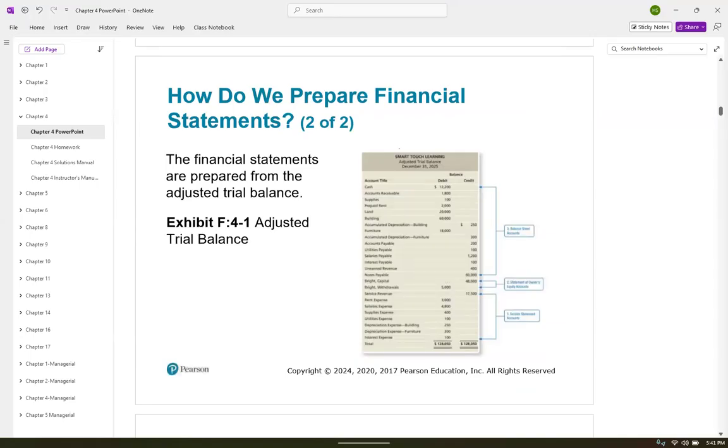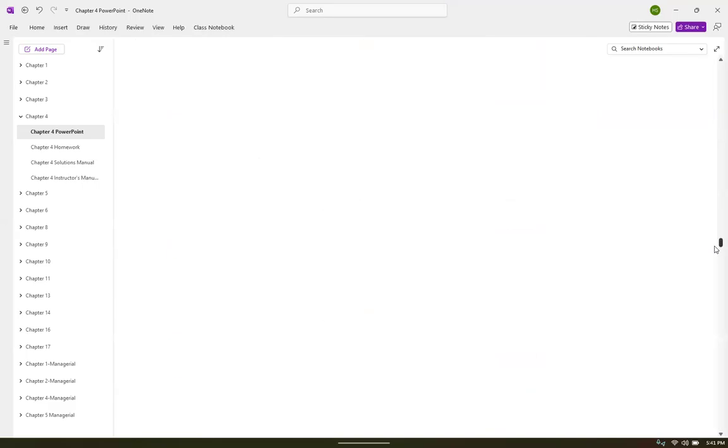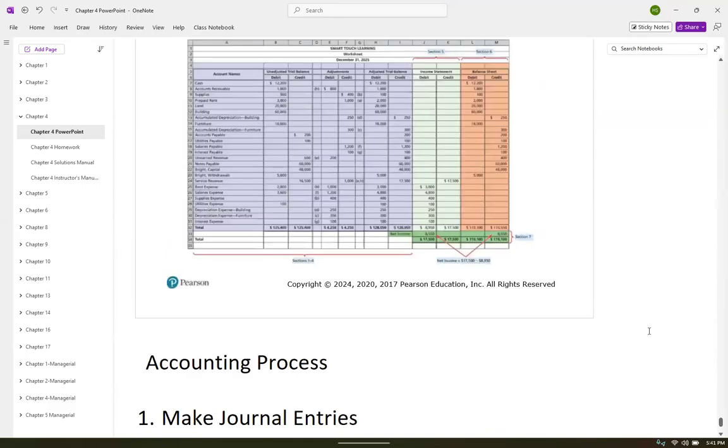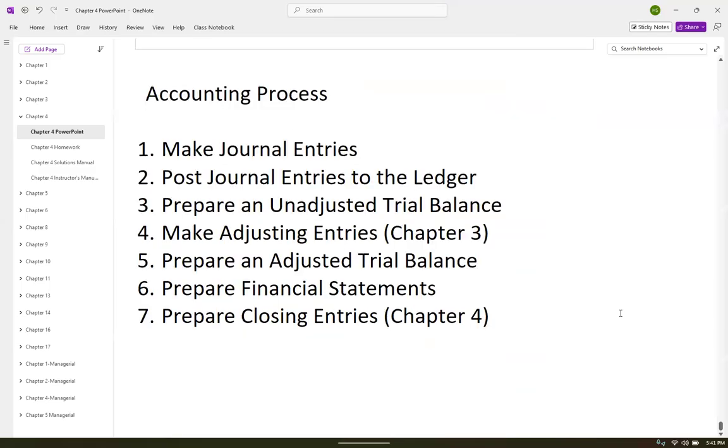Okay, so remember that last step. I want to remind you of the accounting process real quick. We did journal entries in chapter 2, posted journal entries to the ledger, preparing an unadjusted trial balance. We just learned how to do adjusting entries, and I told you adjusting entries are harder than closing entries, so just hang on with me.